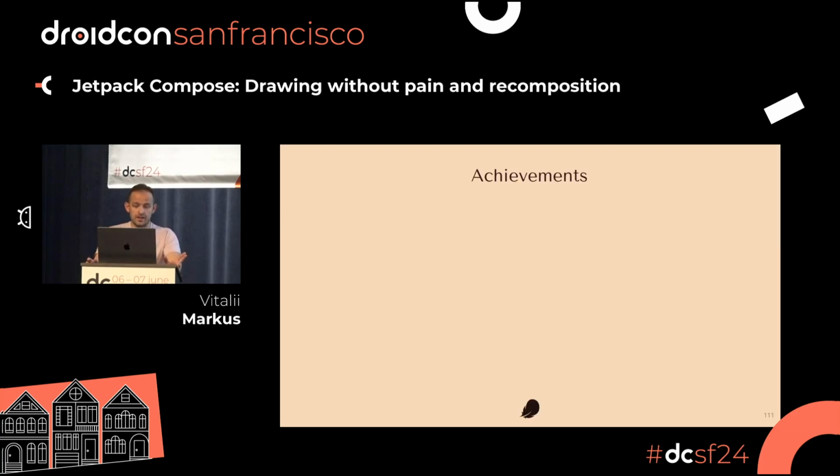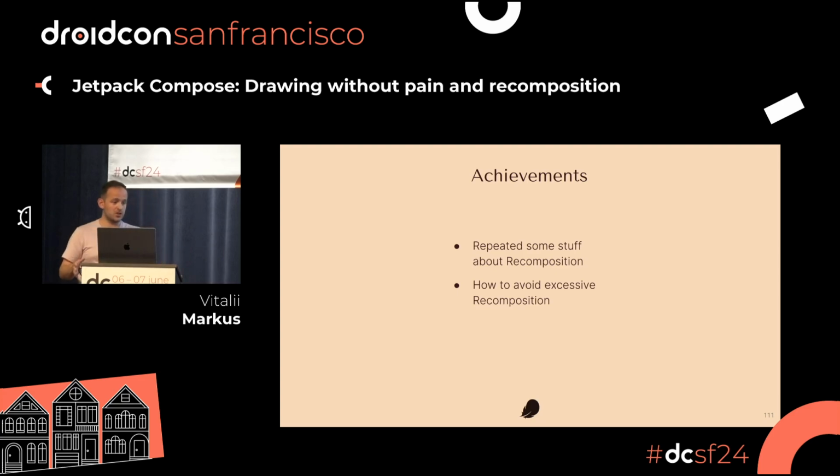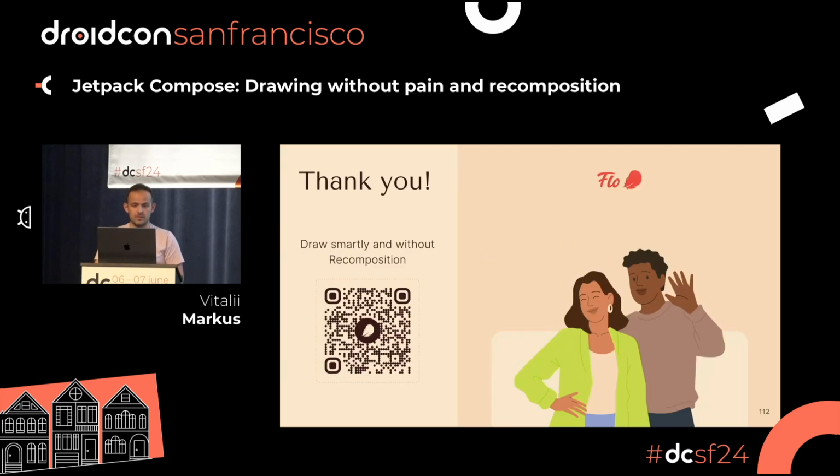So at the end, we repeated some stuff regarding recomposition. We got the approach for how we can avoid excessive recomposition by moving the reading of our states from the composition phase to the layout or drawing. And we got some life hacks for how we can decrease memory allocation when you draw on canvas. So thank you for your time. Draw smartly and without recomposition.